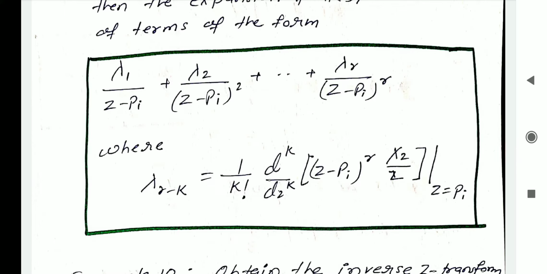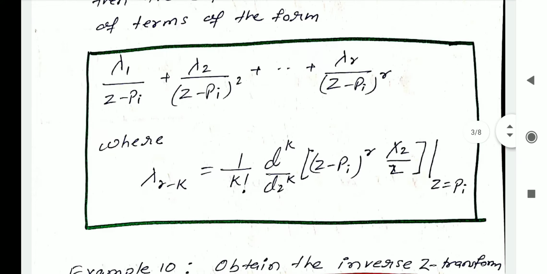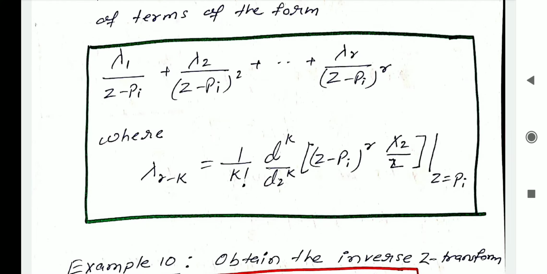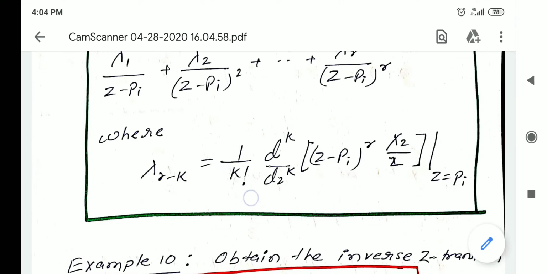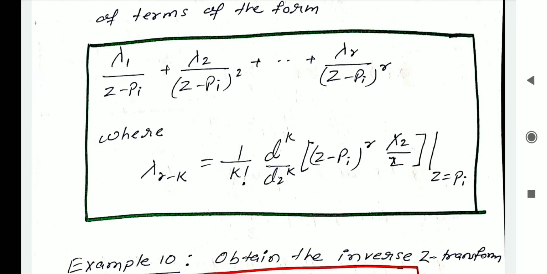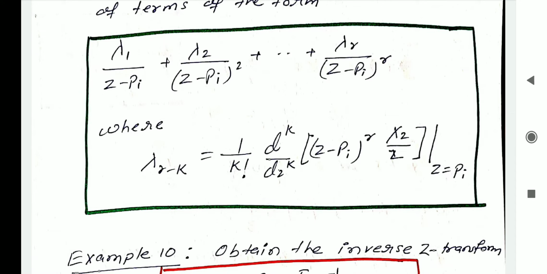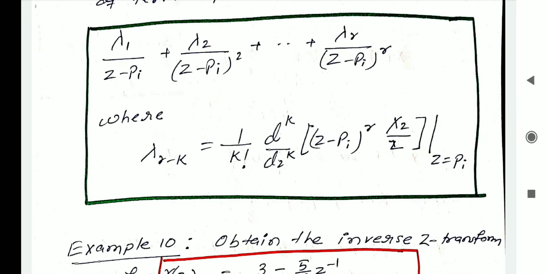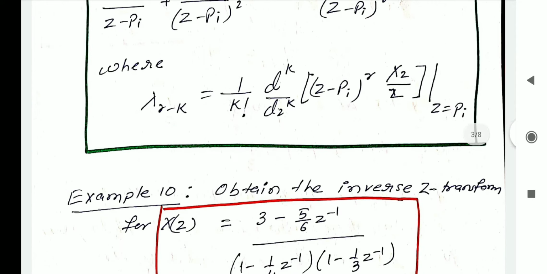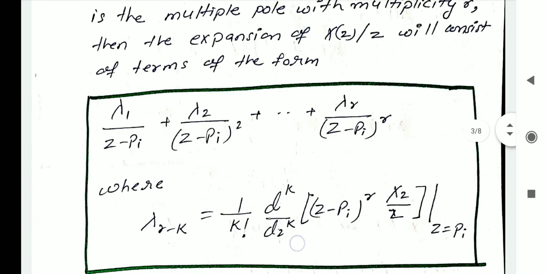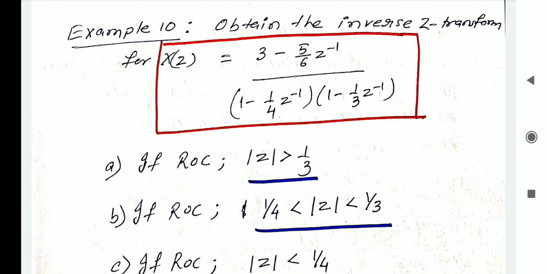Now here we need to obtain the values of these lambdas, lambda 1, lambda 2 and lambda r. So this can be obtained as lambda r minus k. R will be the multiplicity value, k is 1, 2, 3, whatever we are taking. So here lambda r minus k equals 1 by k factorial, d^k by dz^k of (z minus pi) to the power r into x of z by z, at z equals pi. So this can be easily obtained, and we'll see it in the numerical when we do it. So these are the formulas for the different conditions of x of z given to us.